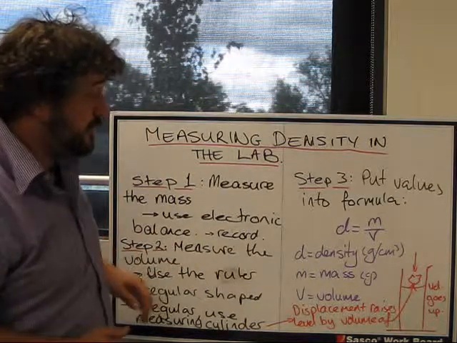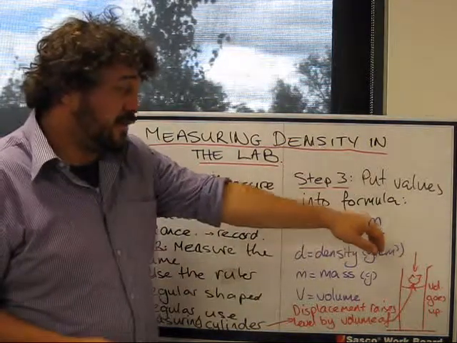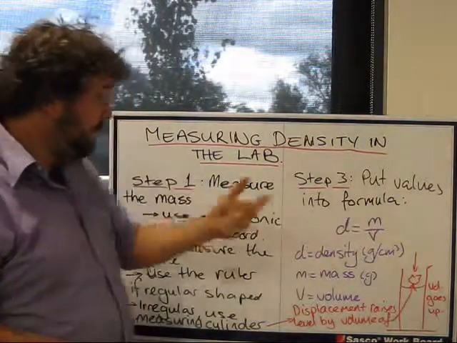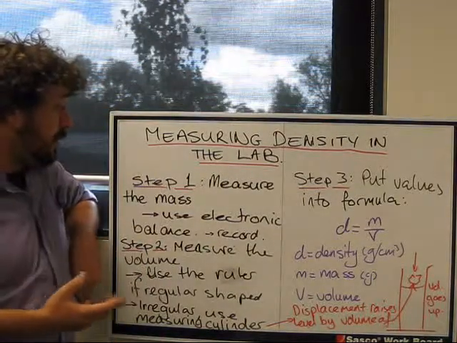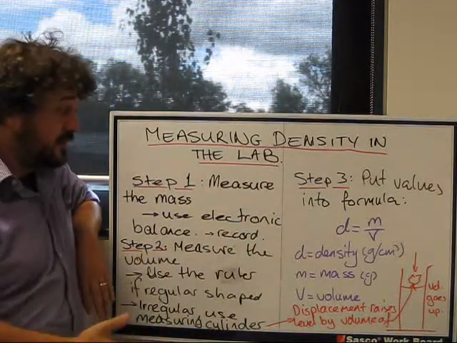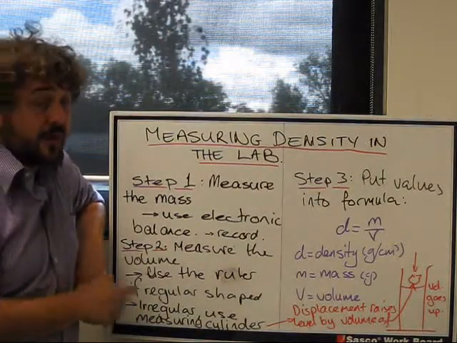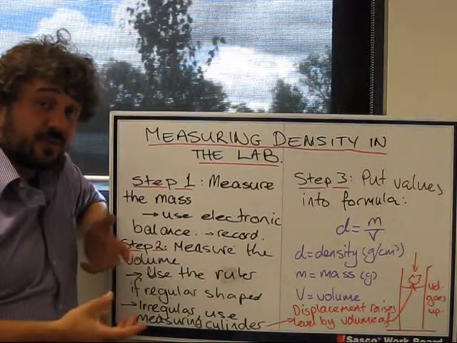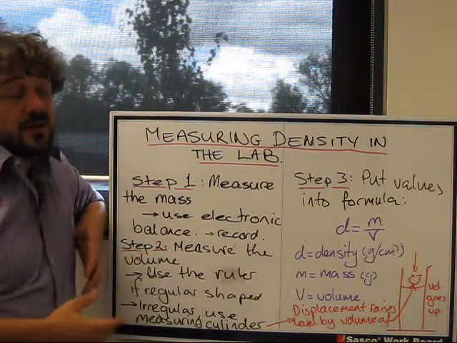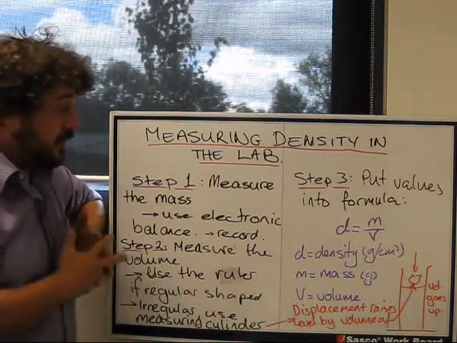Okay, so remember we're working from the formula D equals mass over volume. So density equals mass over volume. So first thing we're going to do is we're going to measure the mass, and we'll just put that number in there. The next thing we'll do is measure the volume. If we've got a cube or another regular shaped object, we can just use a ruler and we should be able to get a good enough measure of the volume.